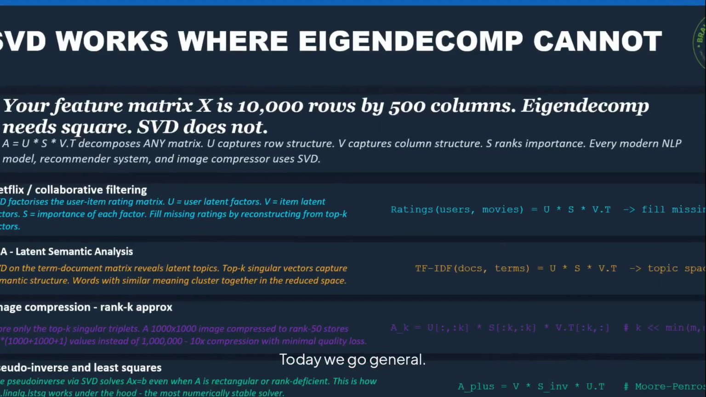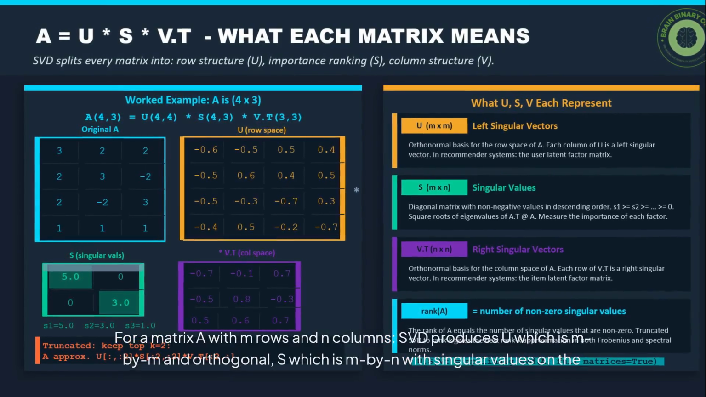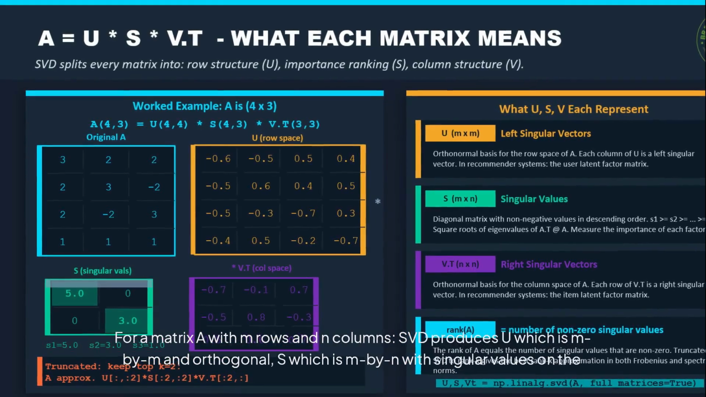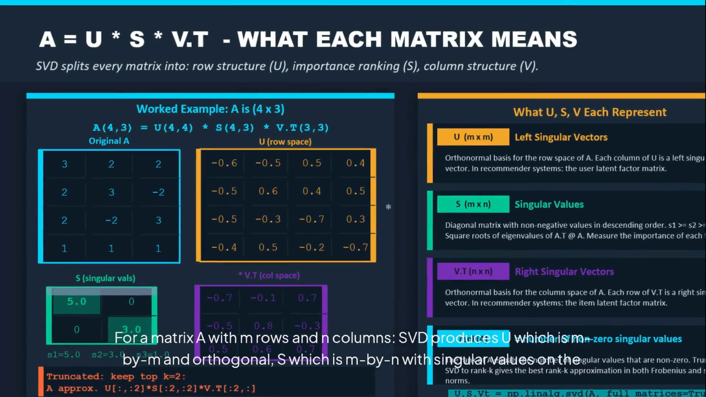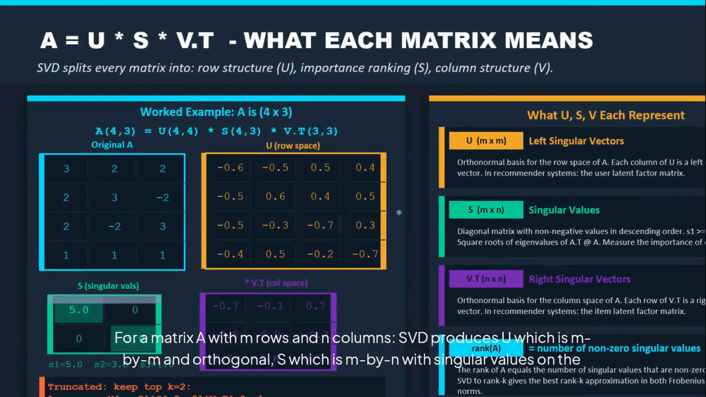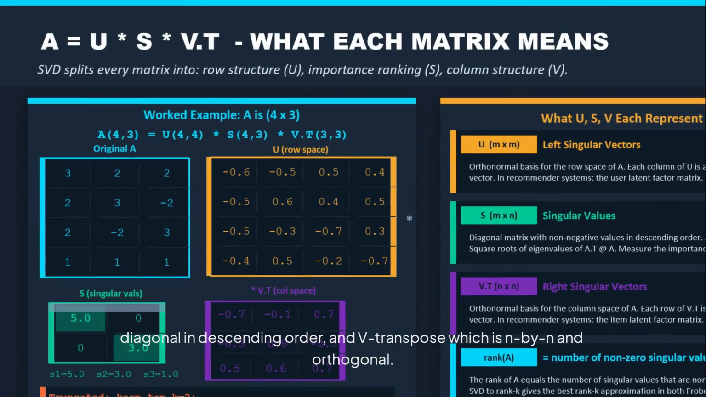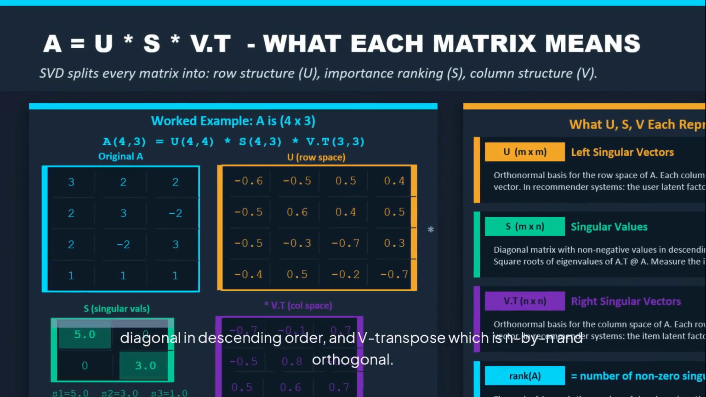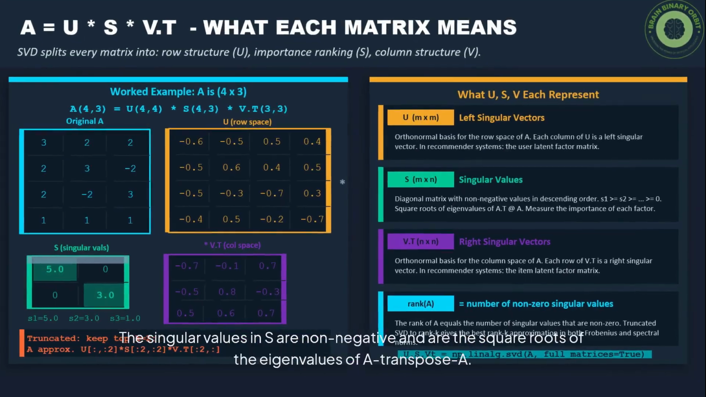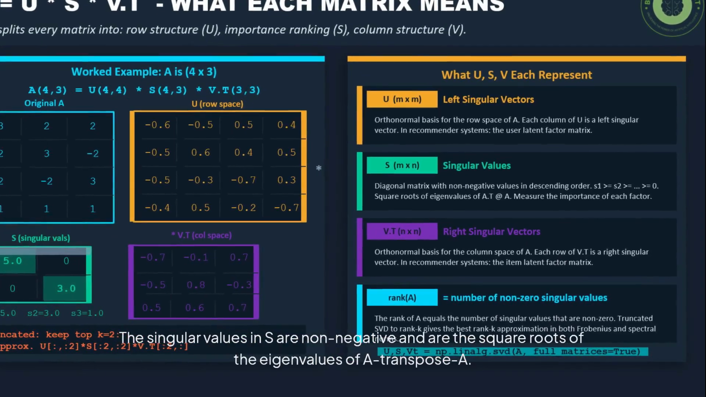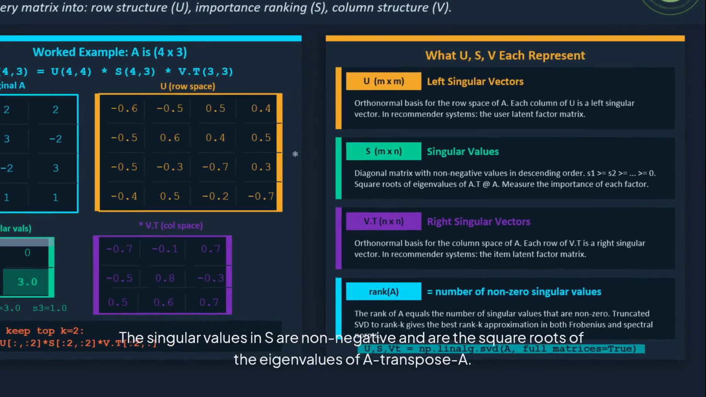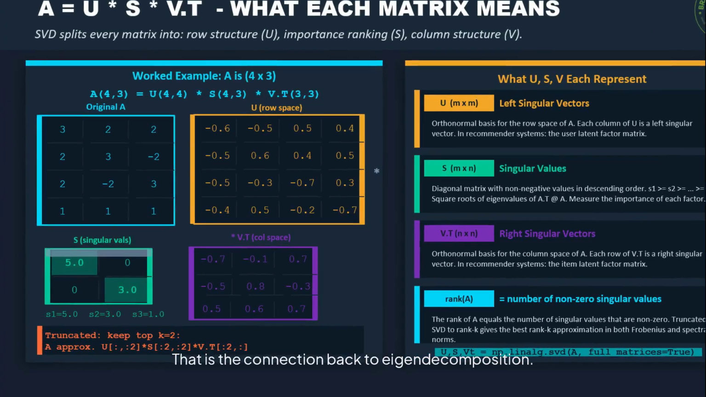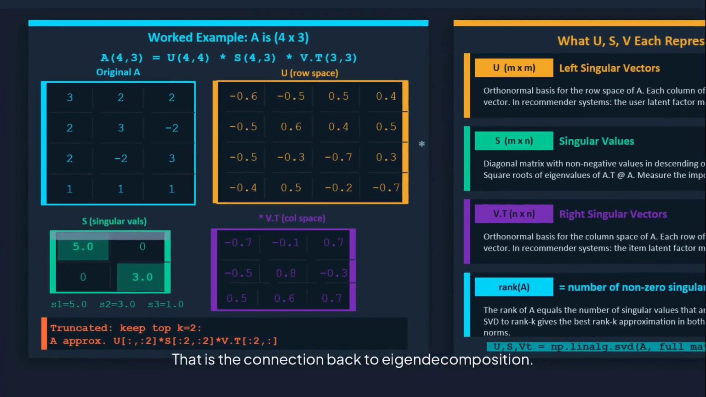Today we go general. For a matrix A with m rows and n columns, SVD produces U, which is m by m and orthogonal; S, which is m by n with singular values on the diagonal in descending order; and V transpose, which is n by n and orthogonal. The singular values in S are non-negative and are the square roots of the eigenvalues of A transpose A. That is the connection back to eigendecomposition.